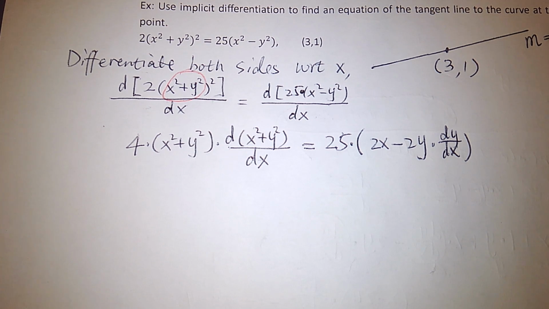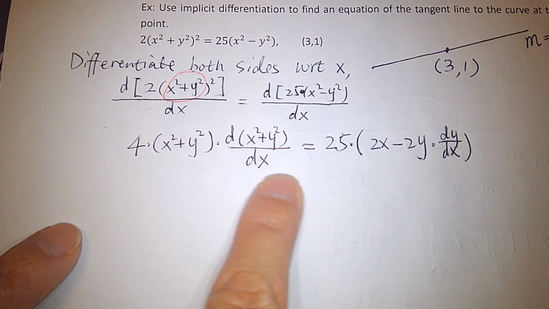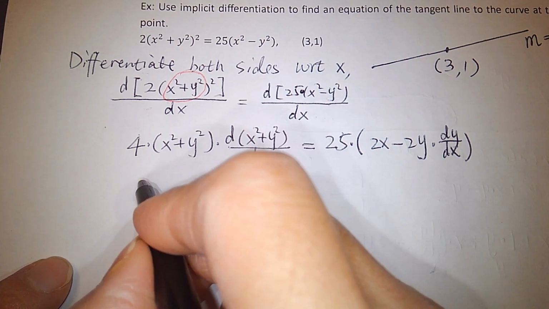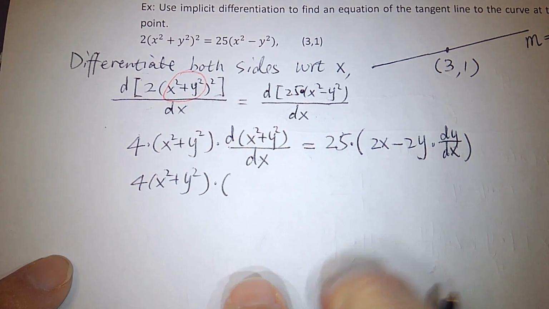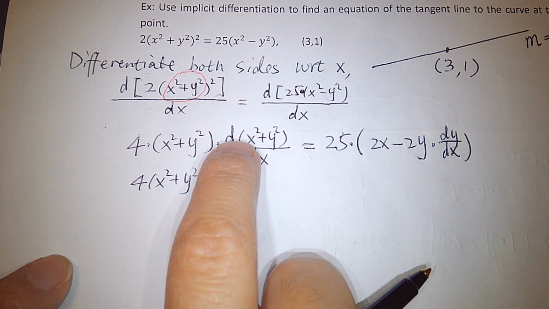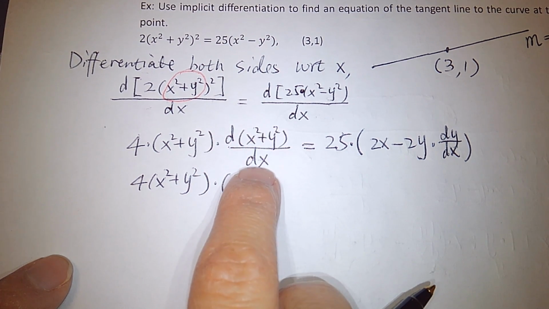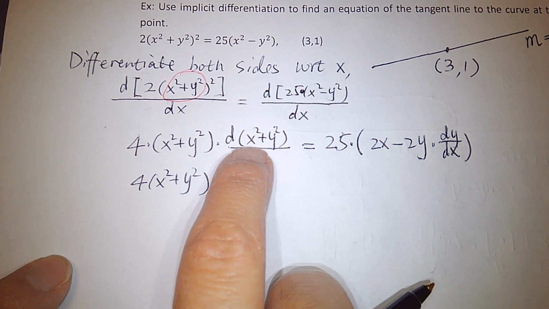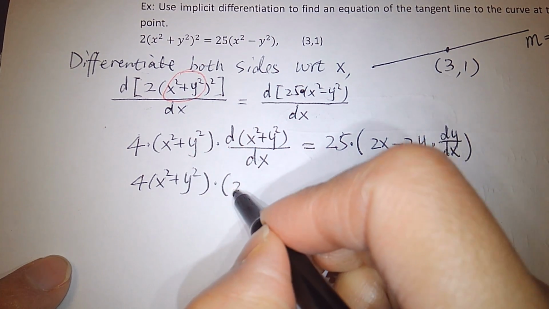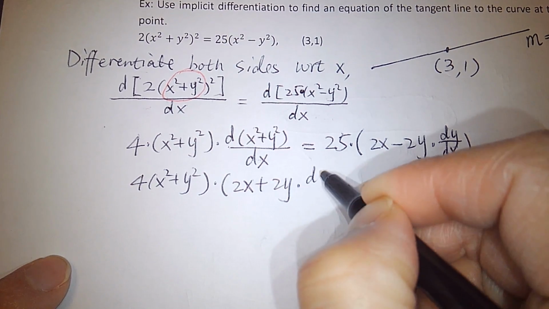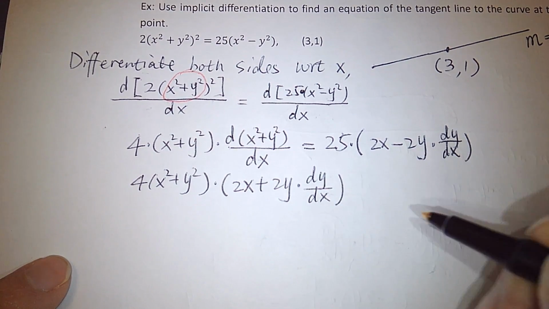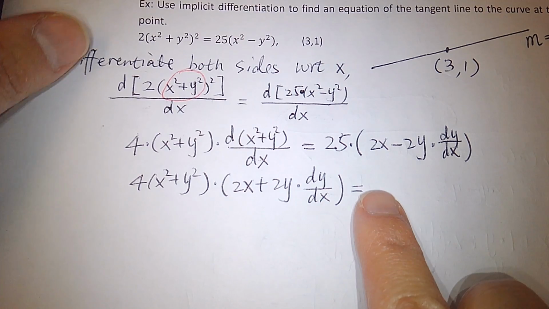Everybody agree with this? Alright, now on this side we're not done. Okay, so 4 times (x squared plus y squared) times... differentiate x squared plus y squared with respect to x. X squared, derivative, 2x. Y squared, 2y times by what? dy over dx.